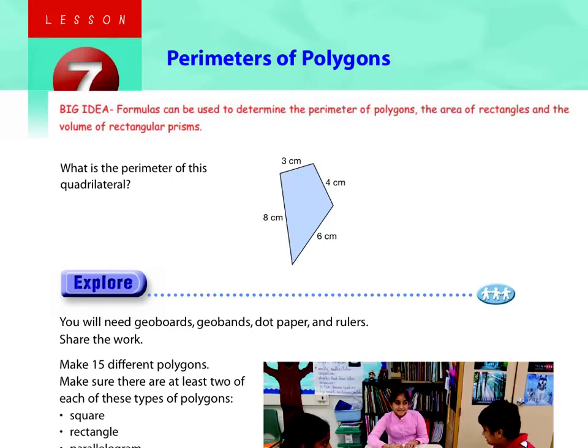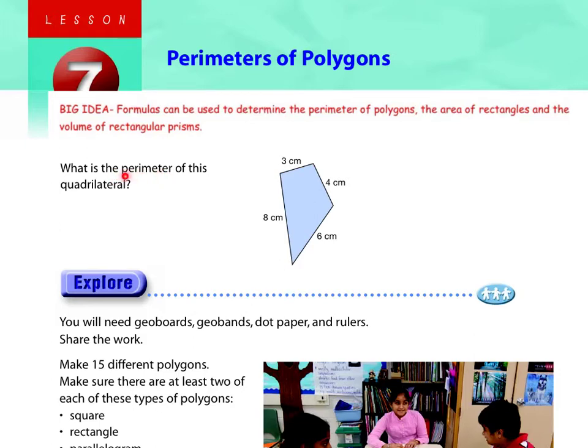All right, we are starting our new unit, and our big idea for this unit is that formulas can be used to determine the perimeter of a polygon, the area of rectangles, and the volume of rectangular prisms. And we are going to start today with perimeter of polygons. Now remember, a polygon is any kind of shape that is a closed shape and has no curved sides.